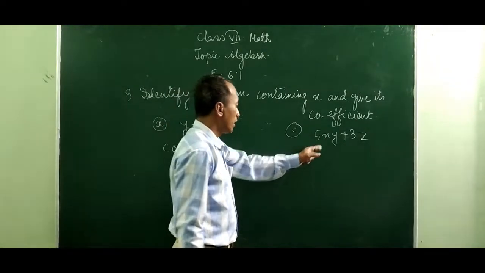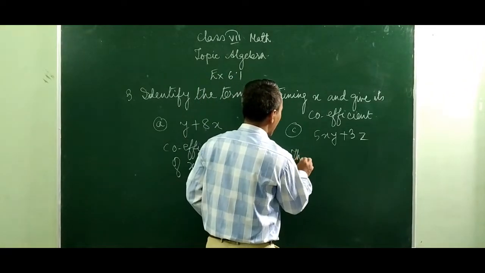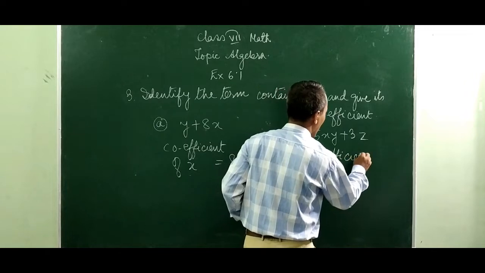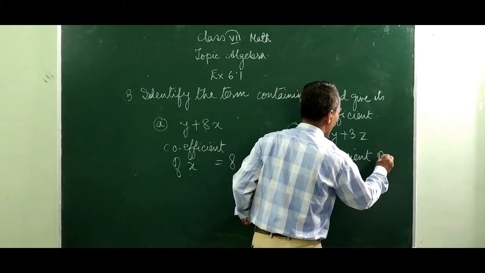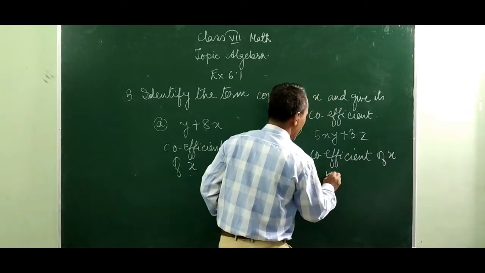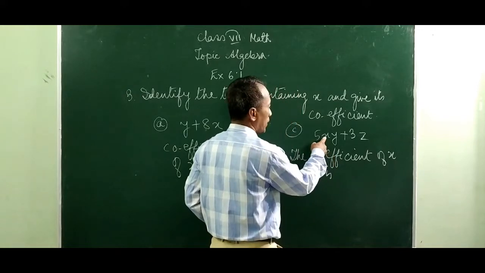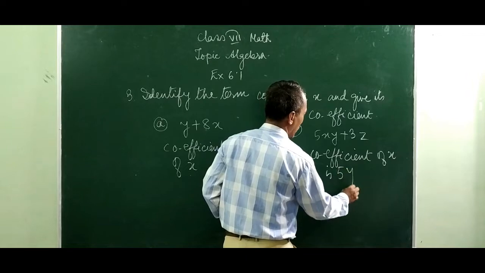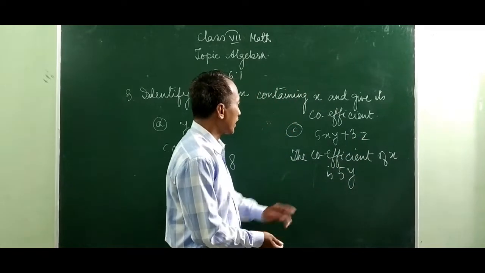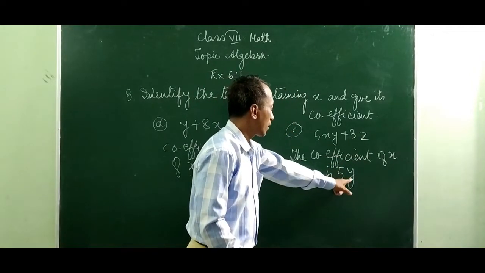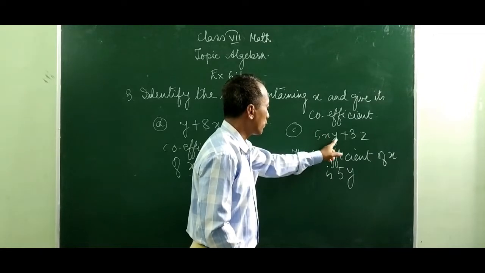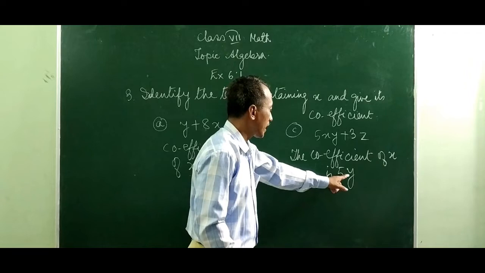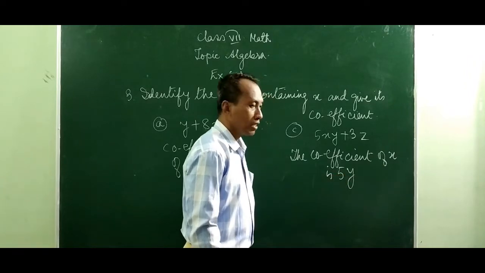So the only number present along with x is 8. And here the coefficient of x is other than x. What is present here? 5 and y. So your coefficient is 5y. Coefficient of x is 5y. That means the number other than x, 5 and y, are present. So the coefficient of x is 5y.